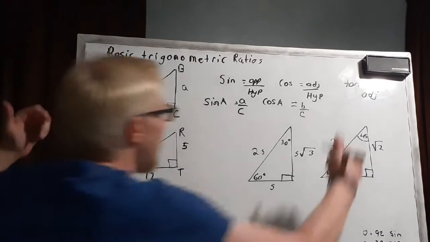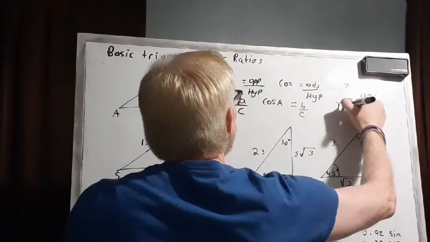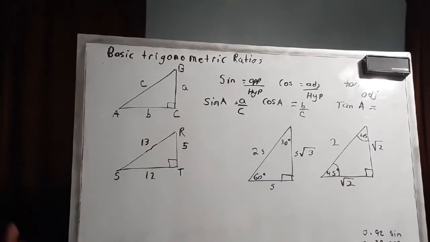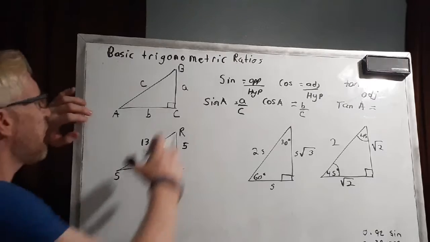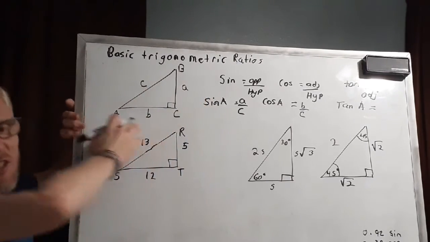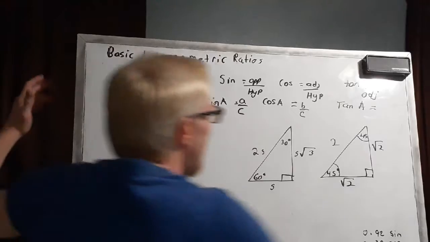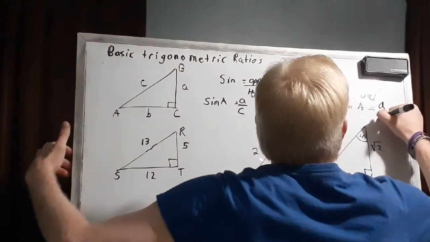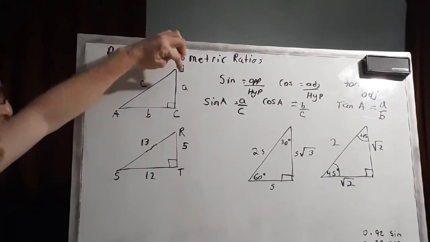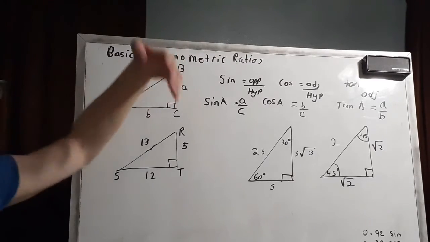Now if I want to find the tangent of A, I have to look for the opposite over the adjacent. Well, the farthest side from angle A and the closest side to angle A, which would be capital A over lowercase b. Now, what if I wanted to find the sine, cosine, and tangent, but of angle B?